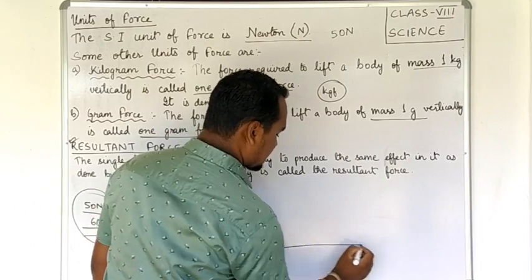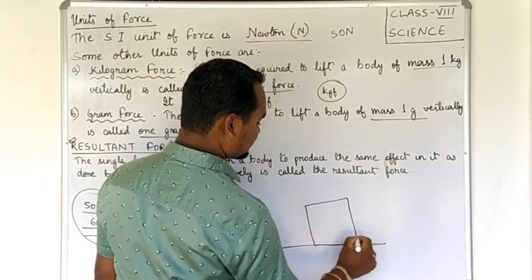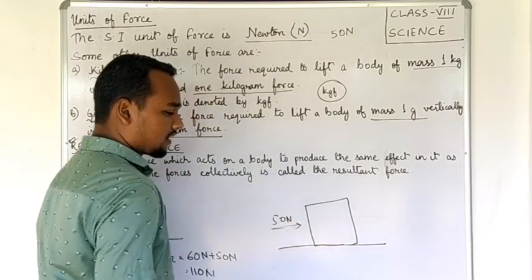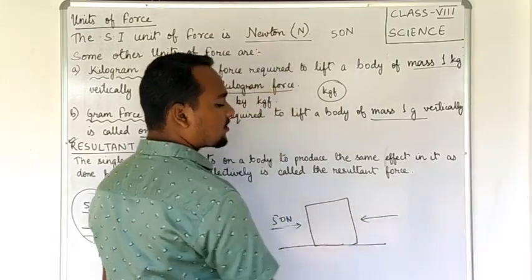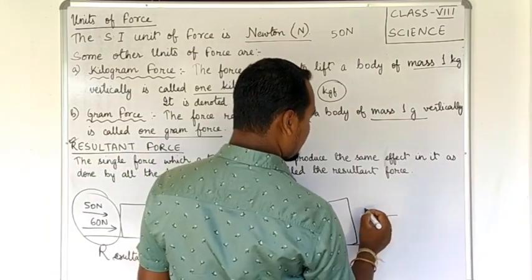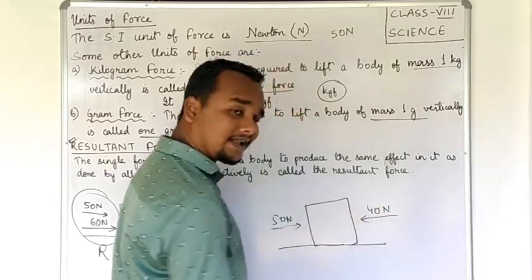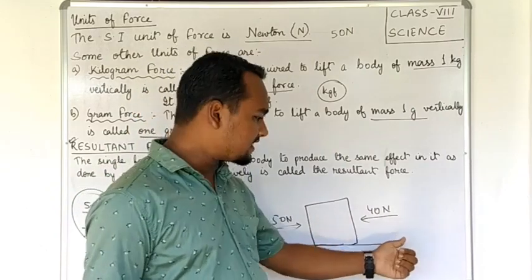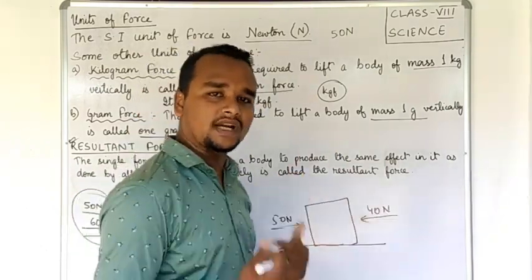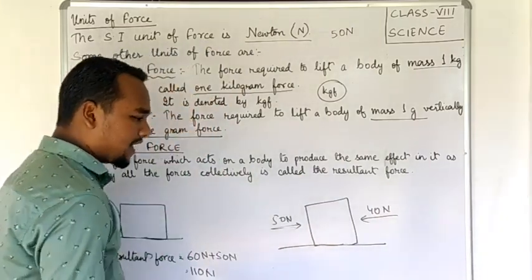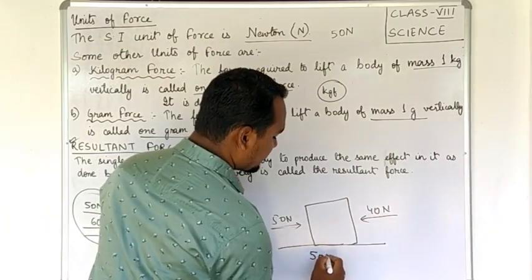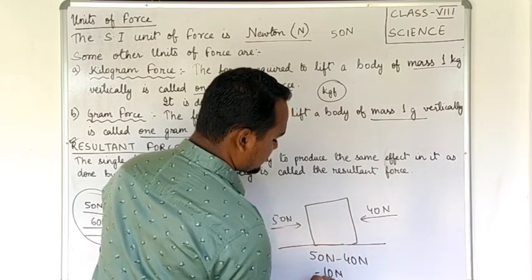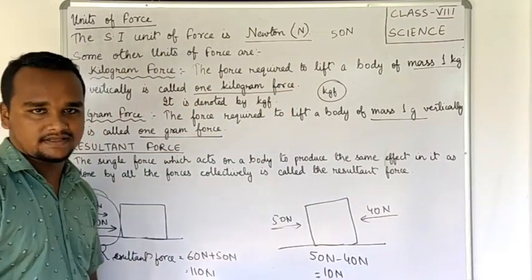Let us understand another case also. A similar box is there. You are applying force from this direction. You are applying a force of 50 Newton. Along with that, one of your friends is applying a force of 40 Newton from the other side. Now in this case, you are applying force in one direction, your friend is applying force in the other direction, that means opposite to the direction in which you are applying. So what will be the resultant force in this case? It will be 50 Newton minus 40 Newton. This is equal to 10 Newton. So this is what your resultant force is.